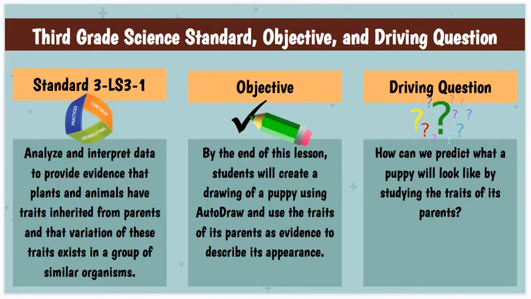The standard we had was geared towards third grade, and it is to analyze and interpret data to provide evidence that plants and animals have traits inherited from parents and that variation of these traits exists in a group of similar organisms. And our objective is, by the end of this lesson, students will create a drawing of a puppy using AutoDraw and use the traits of its parents as evidence to describe its appearance. And our driving question is, how can we predict what a puppy will look like by studying the traits of its parents?